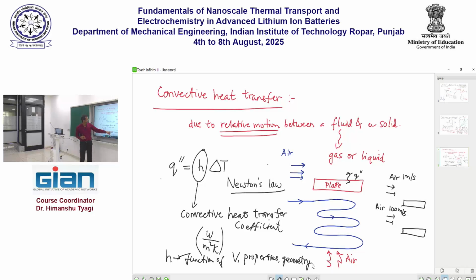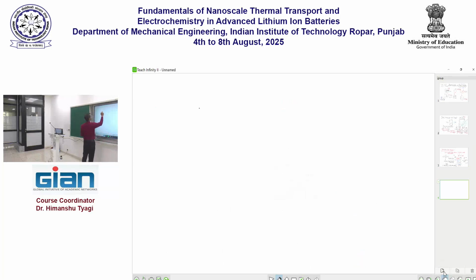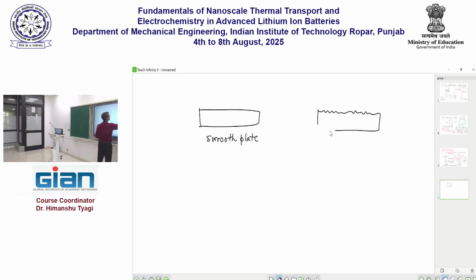And finally, the geometry of this plate also makes a big difference. Imagine if I have two plates. I have one plate that looks like this. It's a smooth plate. Versus, I have a plate whose surface is rough. If they're at the same temperature, if I blow the same amount of air across both of them, in which case do you expect more heat transfer to occur?